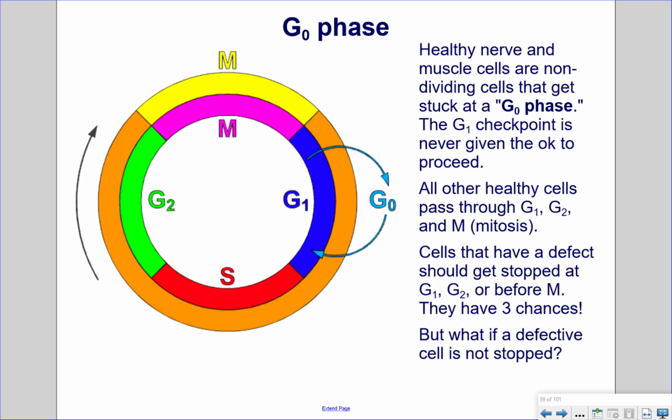G0 phase. Healthy nerve and muscle cells are non-dividing cells that get stuck at a G0 phase. The G1 checkpoint is never given the OK to proceed. All other healthy cells pass through G1, G2, and M, mitosis. Cells that have a defect should get stopped at G1, G2, or before M. They have 3 chances. But what if a defective cell is not stopped?